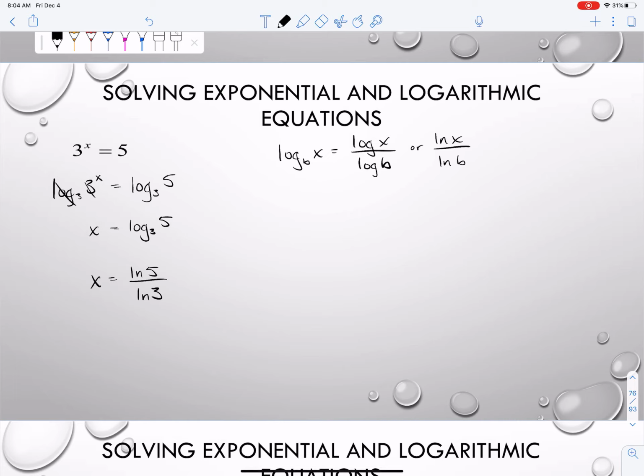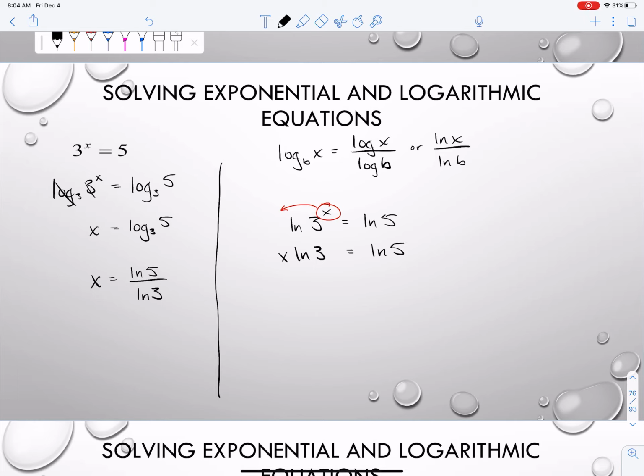Okay. Now the other way I could have done this problem, right? So let's assume I still have my 3 to the x equals 5, right? So I'm going to do this the second way. The other thing I can do is I can take a natural log of both sides right here. And once I've now taken that natural log, I can use my power rule to bring this exponent down in front. So I get x natural log of 3 equals natural log of 5.